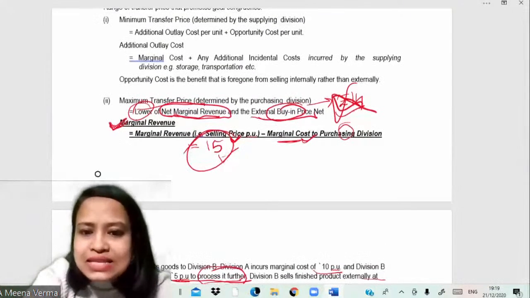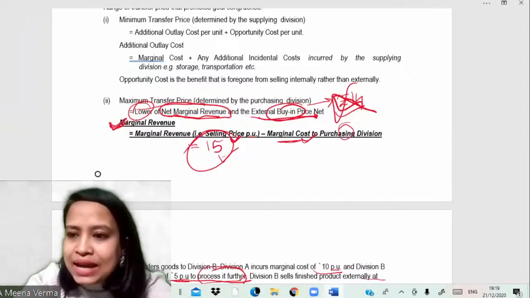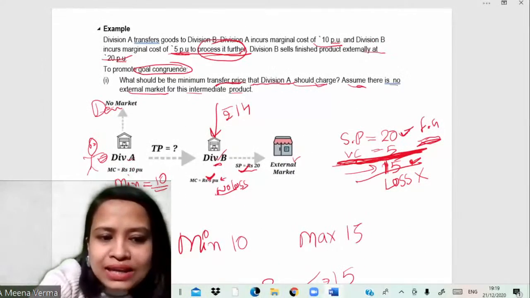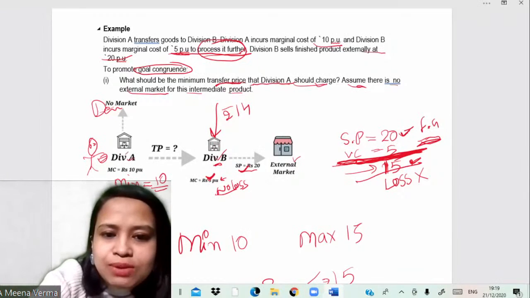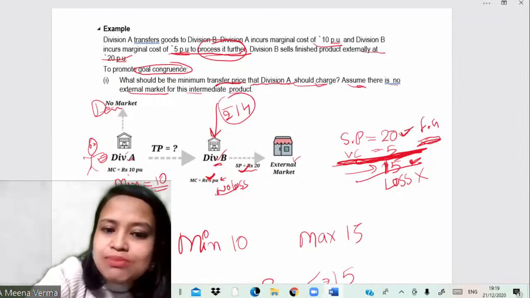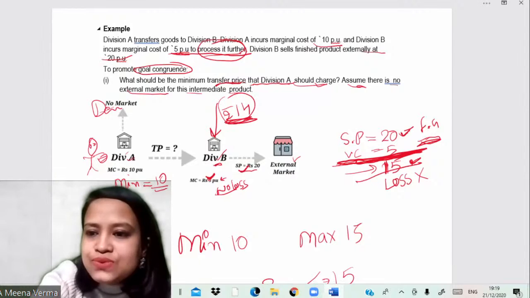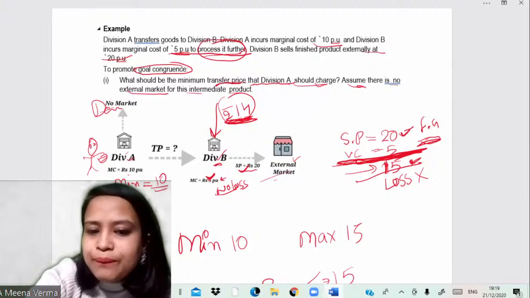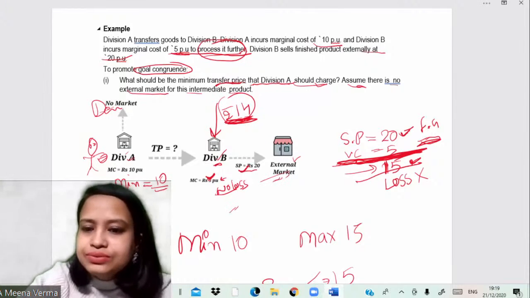Okay, what is this external buy-in price net? External buy-in price net is what? If we do not buy this product from division A and we buy the same product from the external market, we will see the price which we will pay to the external market, and the internal net revenue.